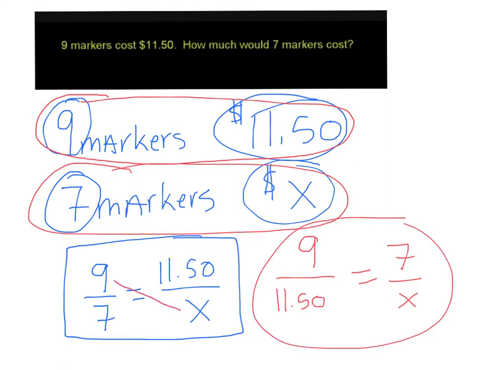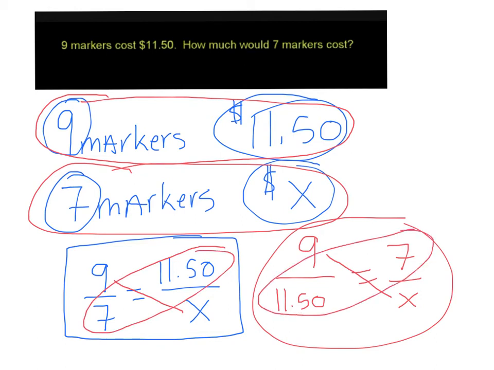Across from 9 in this proportion is x. And across from 9 in this proportion is x. Across from 11.50 is 7. And across from 11.50 in this proportion is 7. So they're the same proportions, they just look a little different.